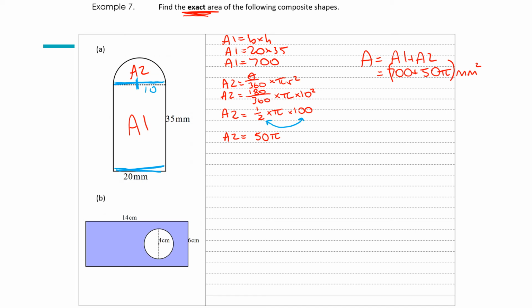All right, part B. Draw a little line here to show that was A. Down the bottom we're going to do B. So this time it's going to be a takeaway because it's the shaded area we're going to find, all this space here. So area 1 is our rectangle and area 2 is going to be our circle. So area 1 we find by doing base times height, which is going to be 14 times 6, and 14 times 6 is 84.